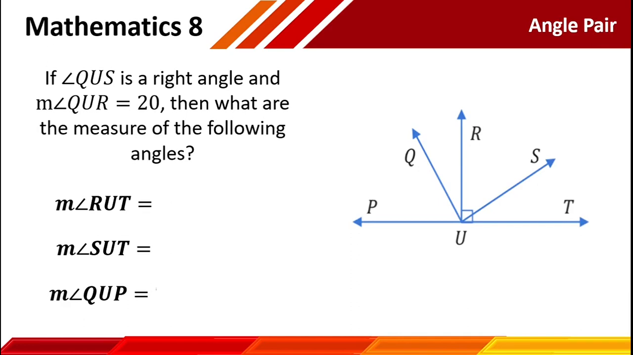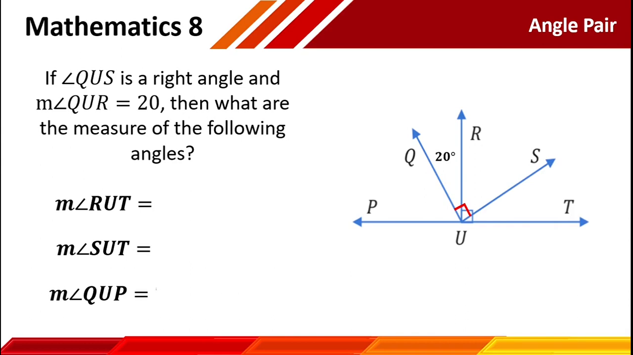Let's apply this in some exercises. If angle QUS is a right angle and the measurement of angle QUR is 20 degrees, then what are the measures of the following angles? In this given problem, it is stated that the measurement of angle QUS is 90 degrees and the measurement of QUR is 20 degrees. Therefore, we can find the following measurements of these given angles.